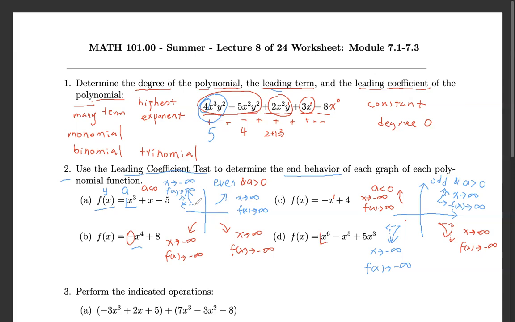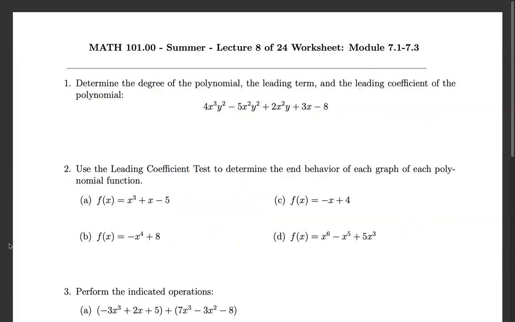You can also think of the even degree with a positive leading coefficient as both hands up. Okay. If the leading coefficient is negative, both hands down. If it's an odd degree with a positive leading coefficient, you have right arm up, left arm down. If the leading coefficient is negative, you have left arm up and right arm down. I think that way too. Okay. Now let's go to 3.